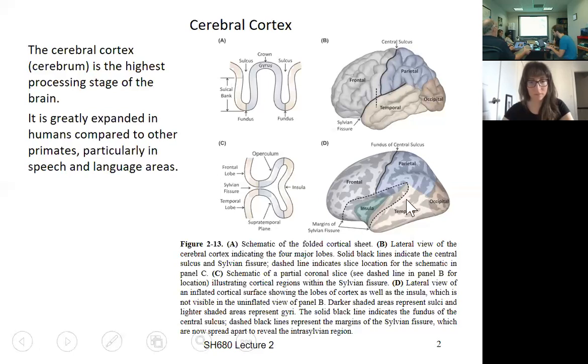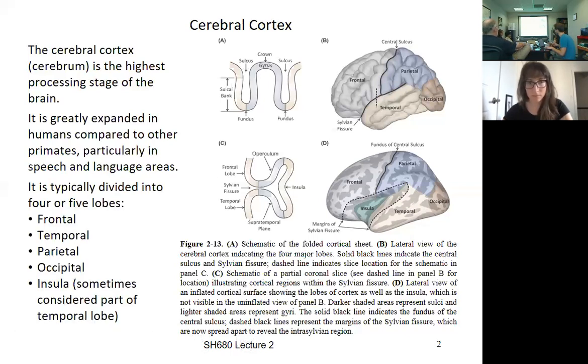And when we open up the sylvian fissure, what you see is there's another lobe in there that's called the insula, or the insular cortex. Sometimes that's considered its own lobe, sometimes it's part of the temporal lobe. And this is all on the lateral surface.